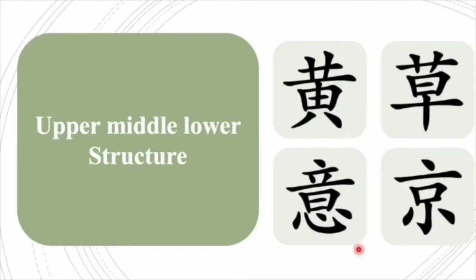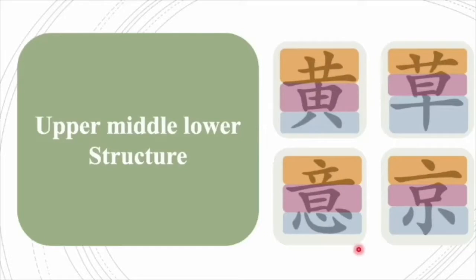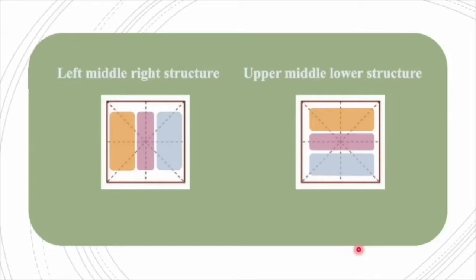And the second one is the upper, middle, lower structure. Just like the left, middle, right structure, there are also three parts in each character. These are the two structures that we need to learn today. They are not that difficult. If you want to make your handwriting neater, you need to pay attention to the balance among the three parts. It's a good practice to write like this.